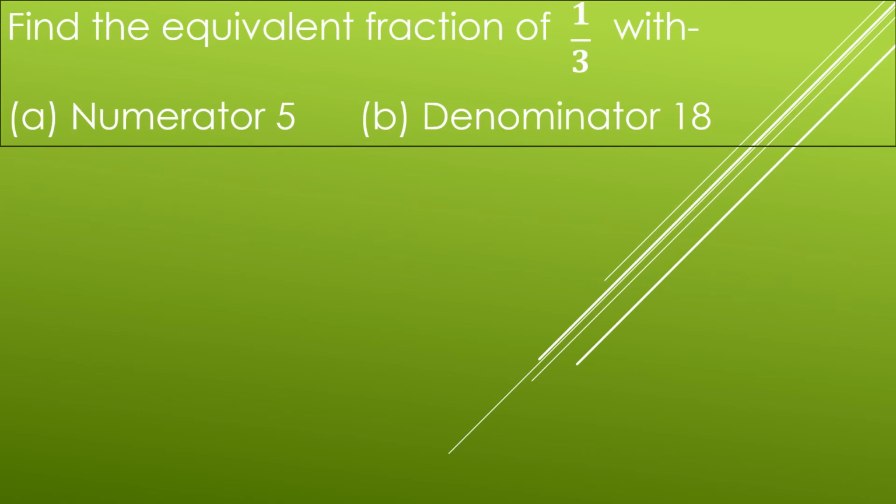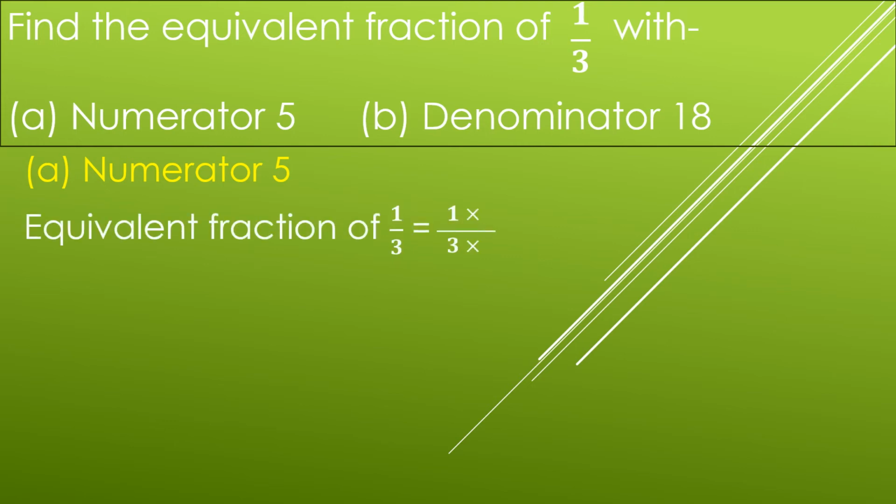Find the equivalent fractions of 1 upon 3 with question number A, numerator 5, question number B, denominator 18. Let us solve one by one. Question number A, numerator 5. That means we want 5 in the place of numerator. And if we need to calculate higher terms, we multiply the equivalent fractions.